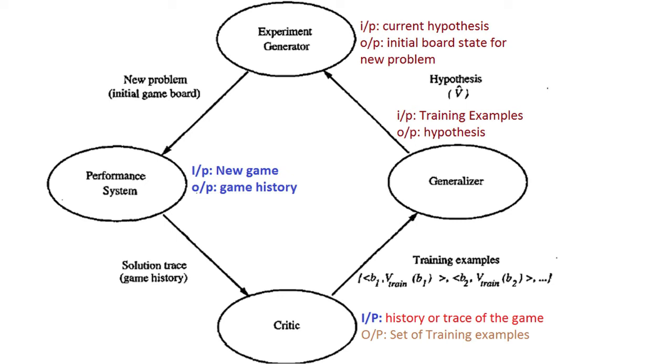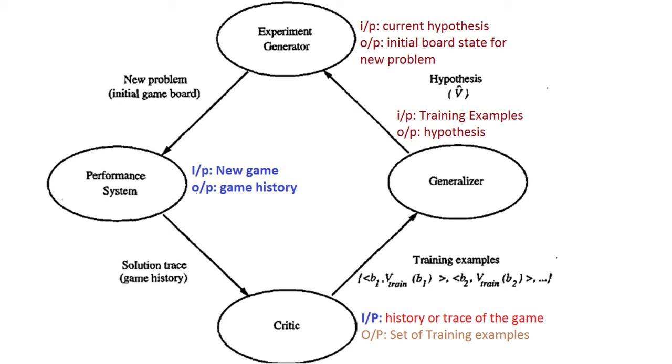The next module is the critic. In the critic, the input is the history or trace of the game and it produces as output a set of training examples of the target function. The generalizer takes the training examples as input and produces as output a hypothesis, the estimate of the target function. The generalizer generalizes from the specific training examples, hypothesizing a general function that covers these examples and other cases beyond the training examples.